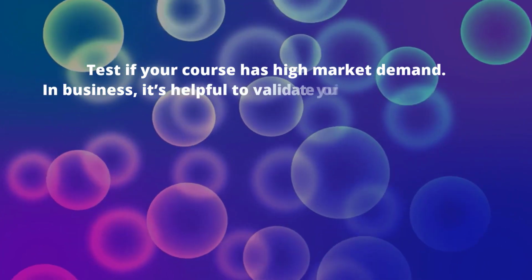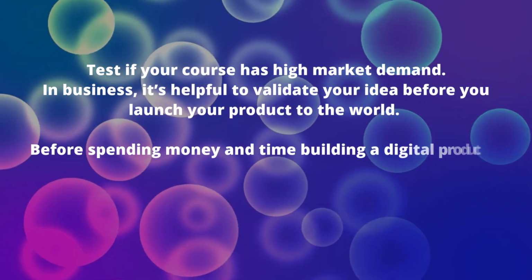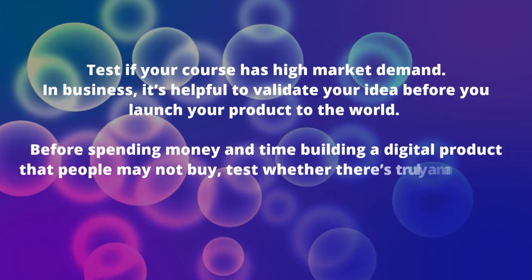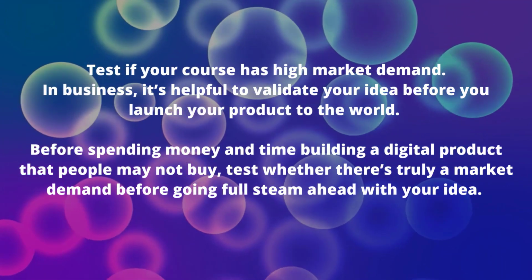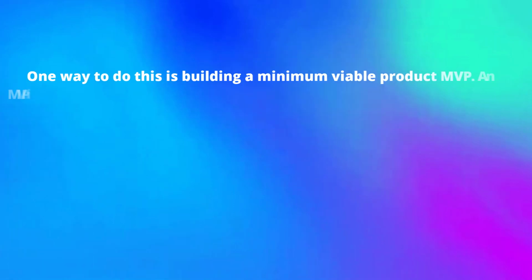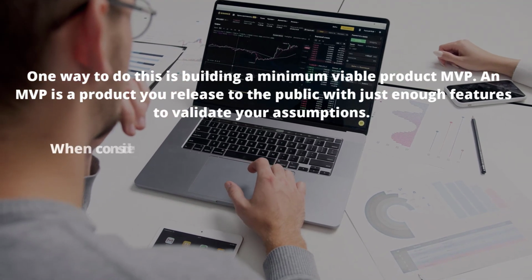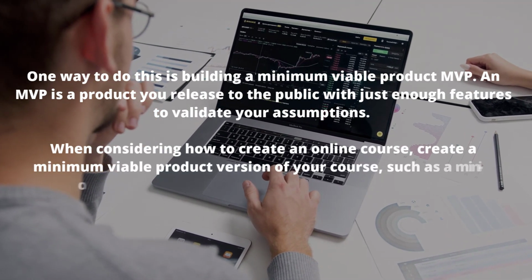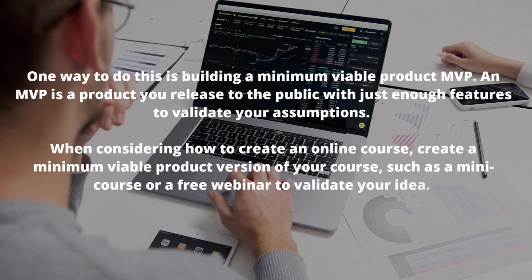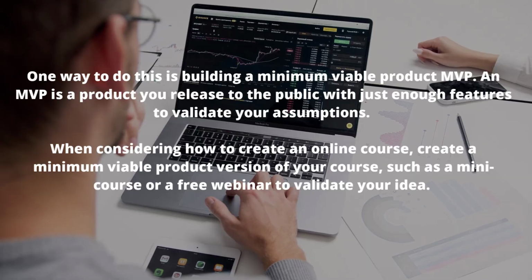Test if your course has high market demand. In business, it's helpful to validate your idea before you launch your product to the world. Before spending money and time building a digital product that people may not buy, test whether there's truly a market demand before going full steam ahead with your idea. One way to do this is building a minimum viable product, MVP. An MVP is a product you release to the public with just enough features to validate your assumptions. When considering how to create an online course, create a minimum viable product version of your course, such as a mini course or a free webinar to validate your idea.